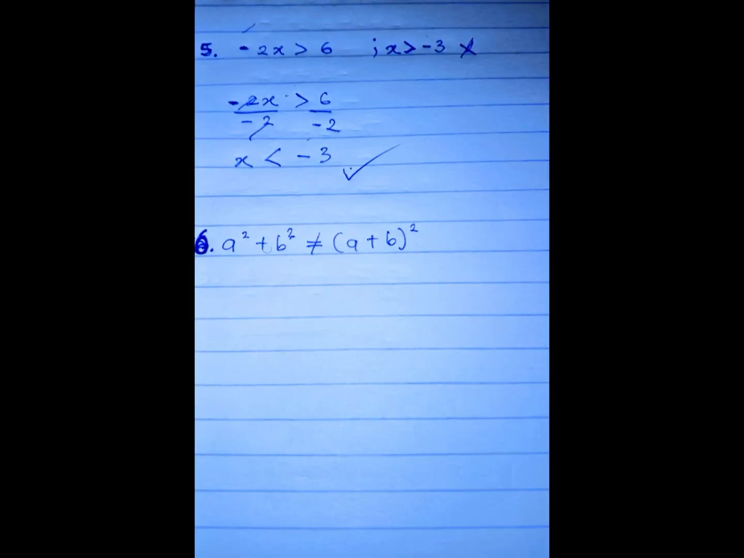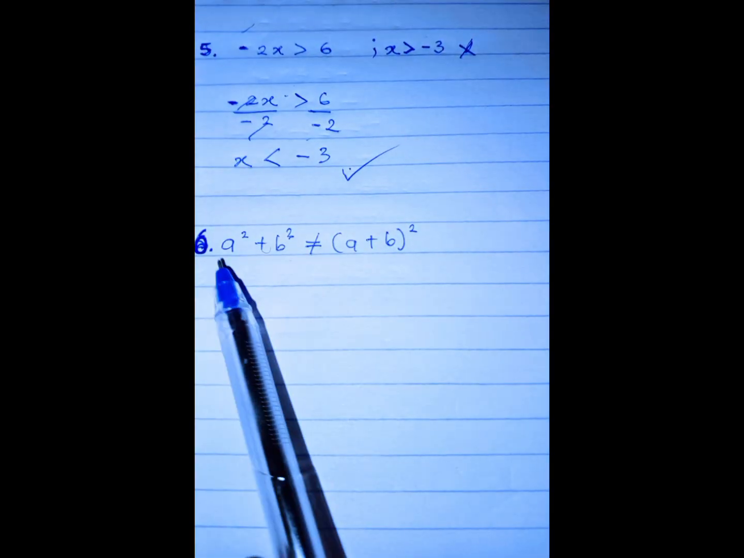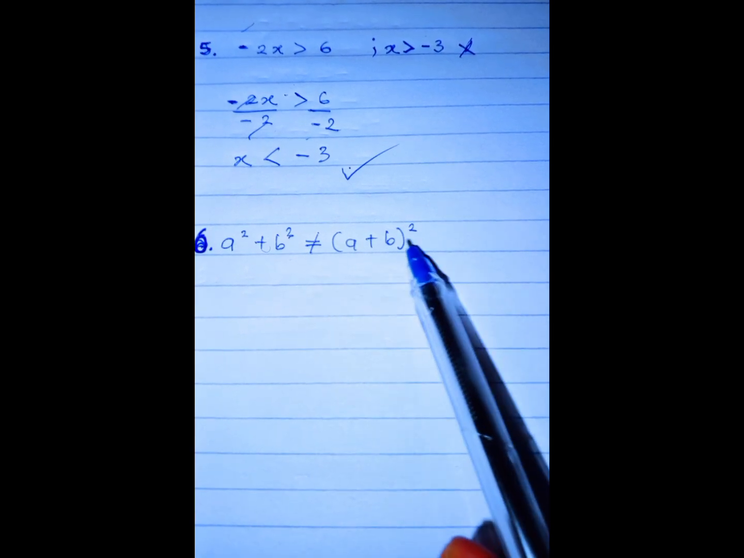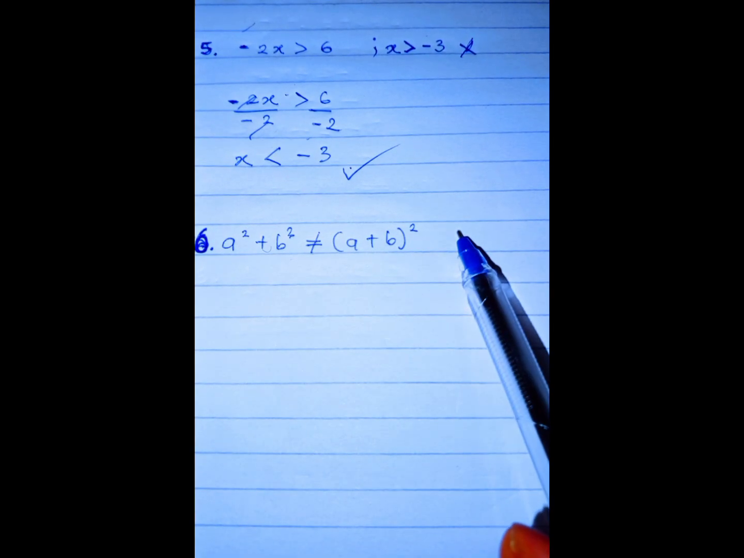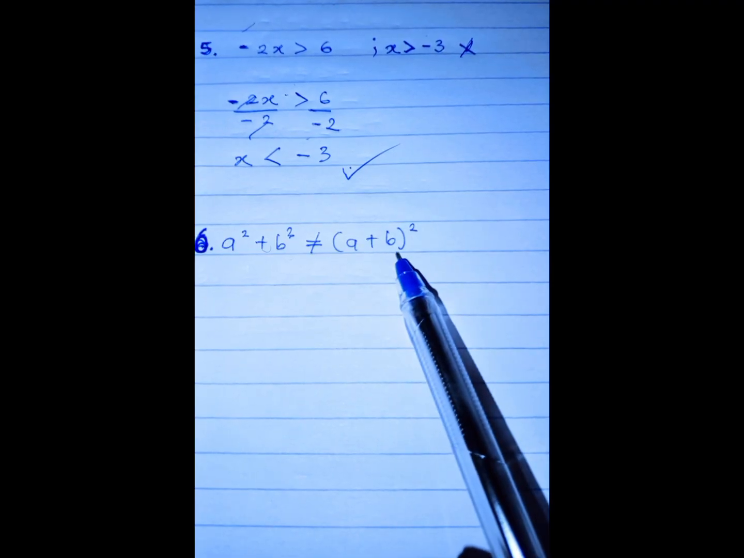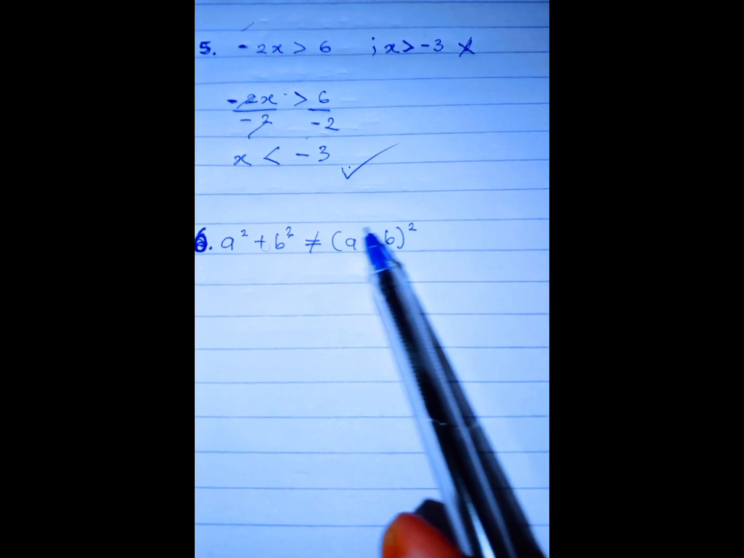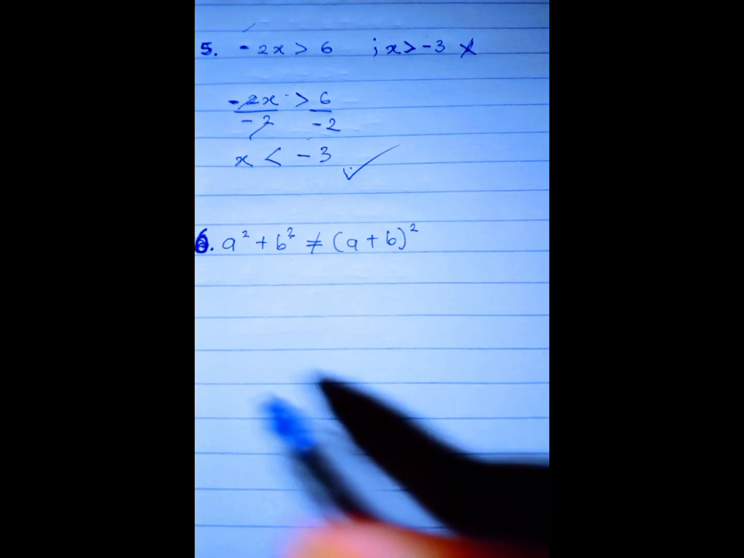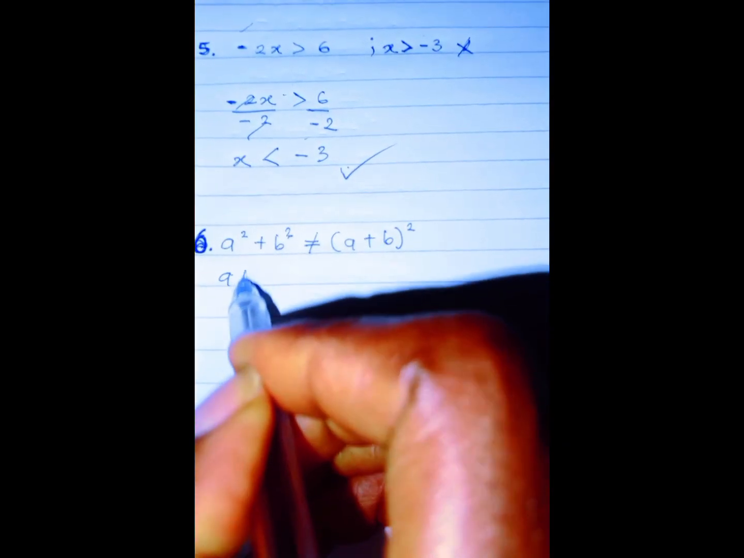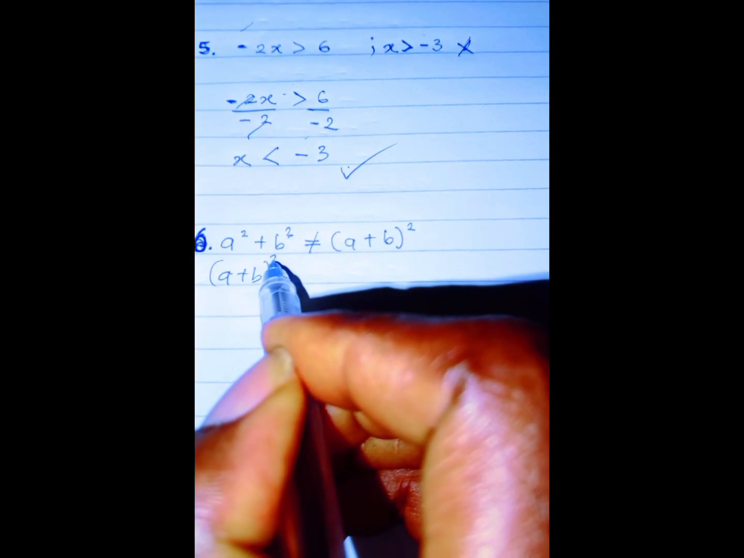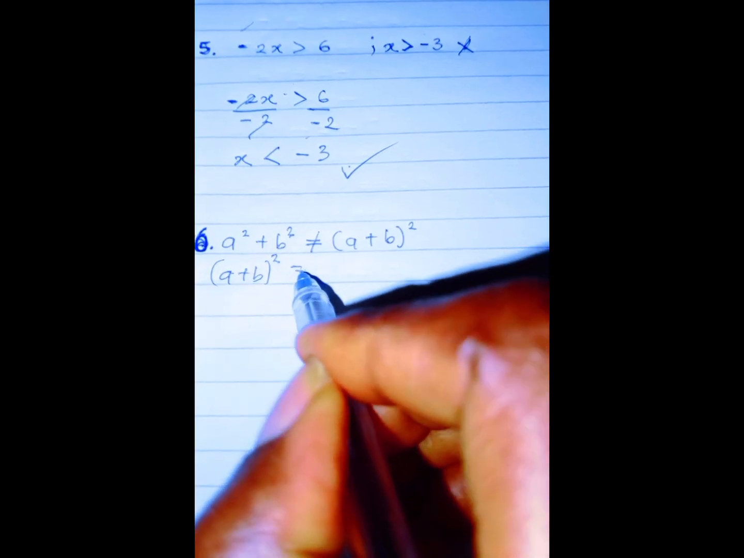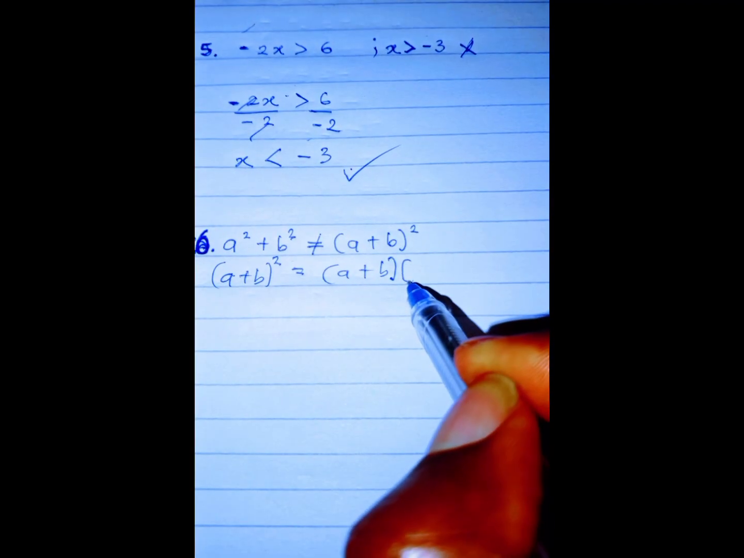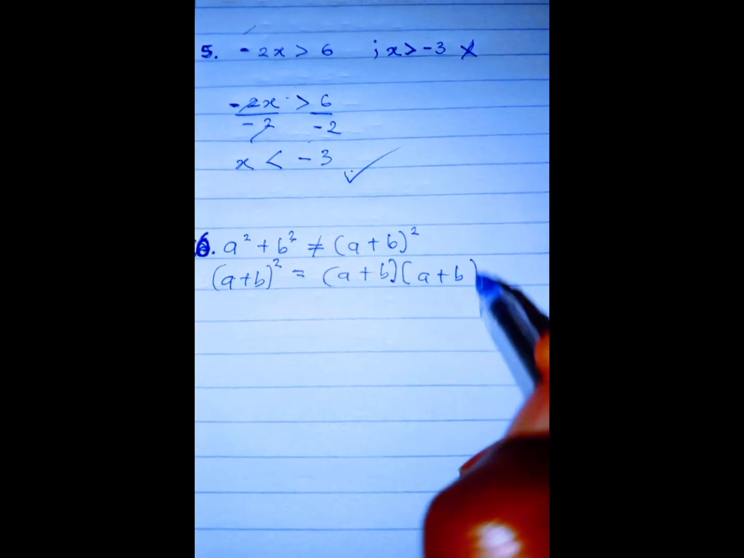So guys, the next on the list is a square plus b square is not equal to (a plus b) all square. You can't do this. This is wrong. Now, if you are to expand this, you're not going to have this. You're going to have something like this. You're going to have (a plus b) all squared is equal to (a plus b) times (a plus b).